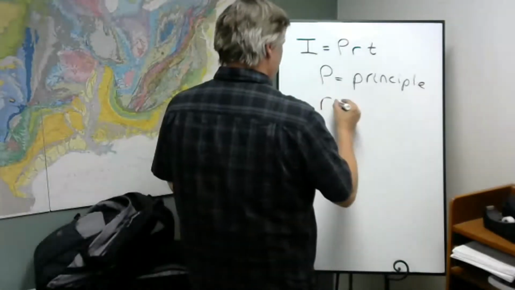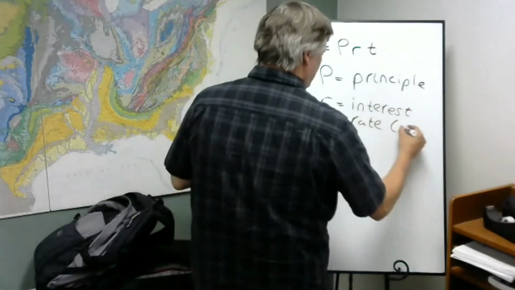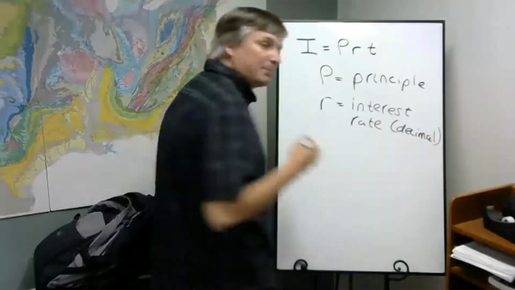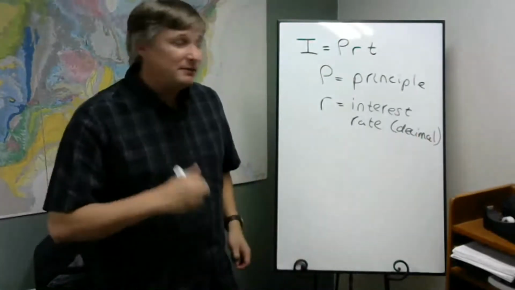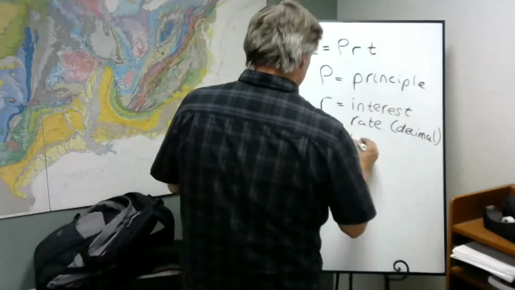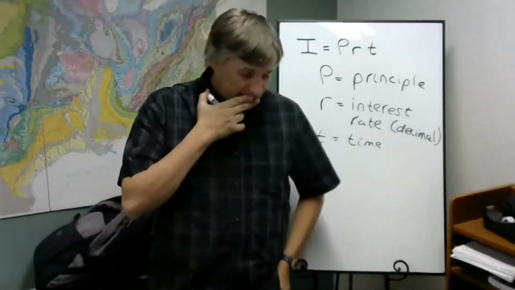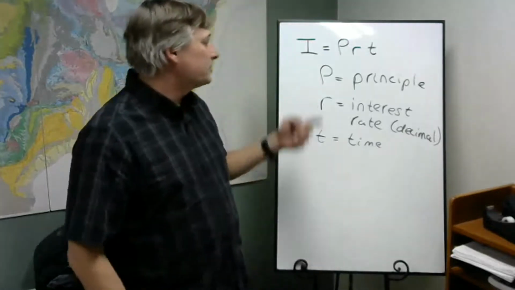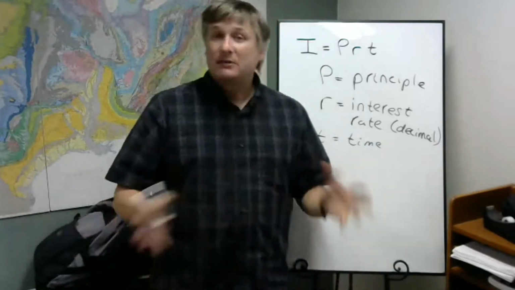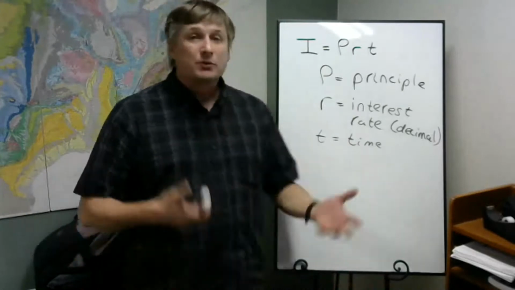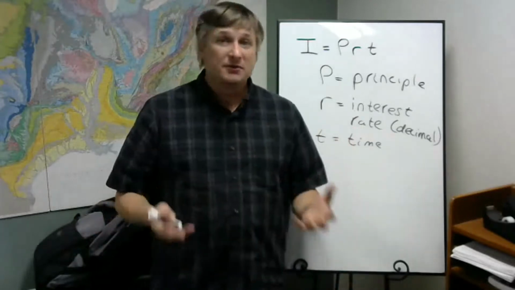R is the interest rate, and it's given to us as a percent. We are going to represent it as a decimal when we do our calculations. Finally, T is time, and it's time that's usually in years. So we'll refer to our interest rate usually as an annual interest. That means it's the interest we'll pay, or somebody's going to pay us, at the end of a year. And then we have the number of years that the interest will be charged. And at the end of each year, you or someone else is going to be charged this interest.